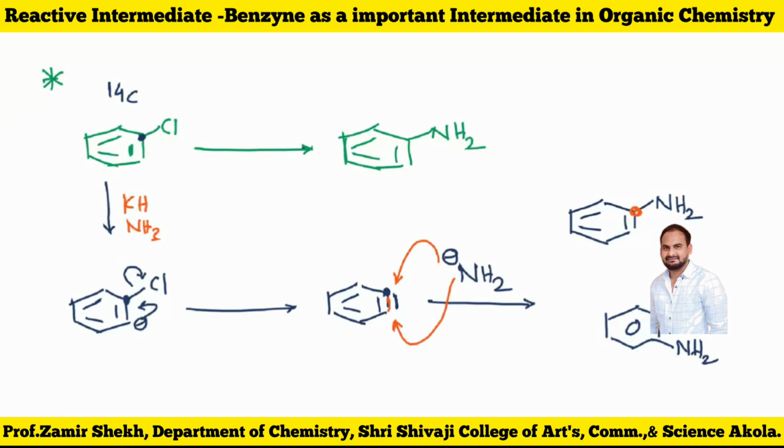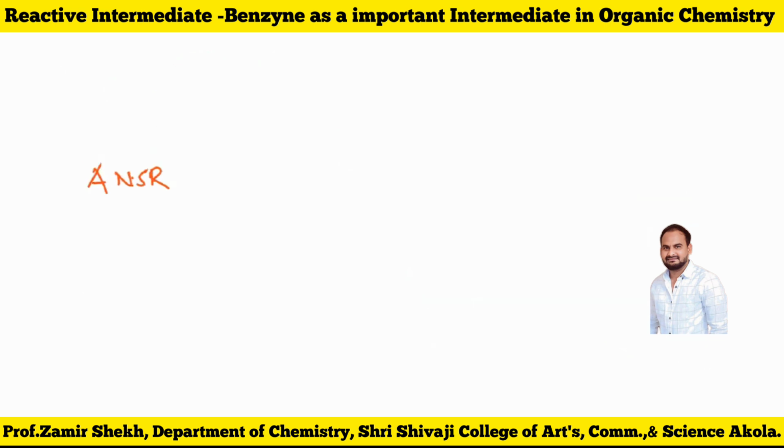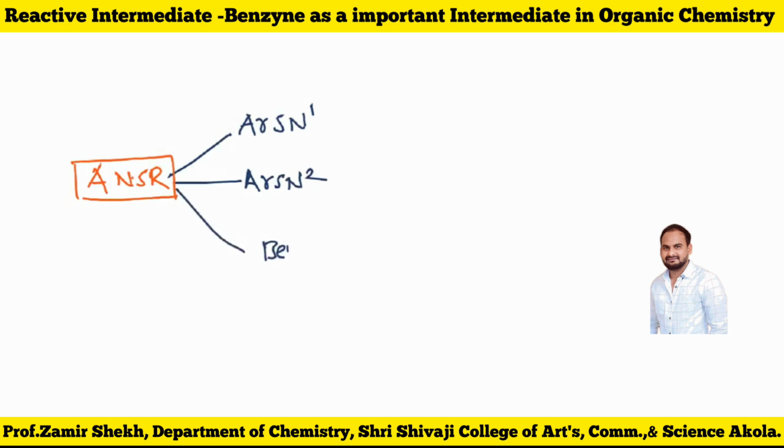But look at the synthesis now. With the Cl, no nucleophile is going to add easily here. It is not possible to add a nucleophile on the aromatic skeleton. And that's why for aromatic nucleophilic substitution reactions, what do we have to do now? We have three types of reaction: that is SNAr 1, that is SNAr 2, and the third important one is called the benzyne mechanism.